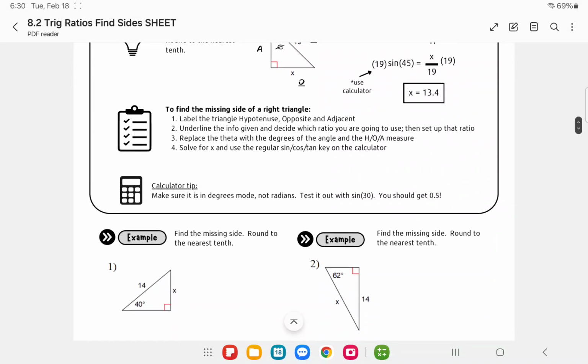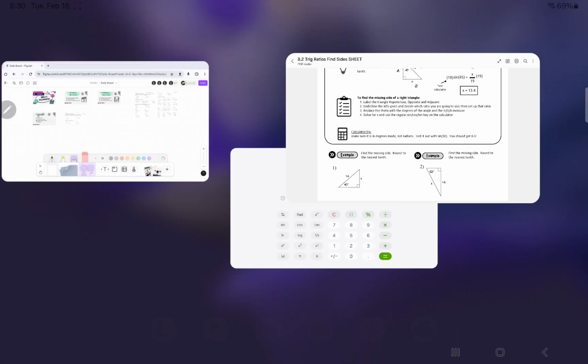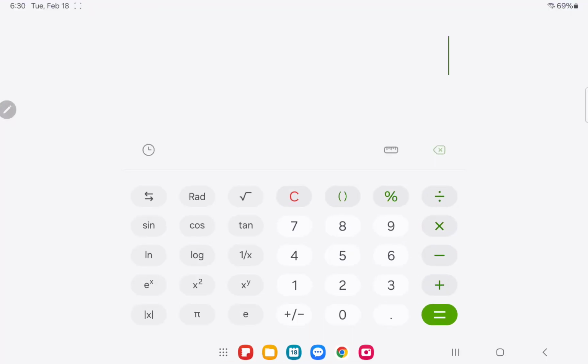Oh, but first let's look at this calculator tip. You will need a calculator, so go ahead and grab that now. And let me show you what I mean by making sure it's in degrees and not radians. We're going to put in sine of 30, and we should be getting 0.5 if we're in degrees mode. So sine 30 and hit equals, and see how you get 0.5.